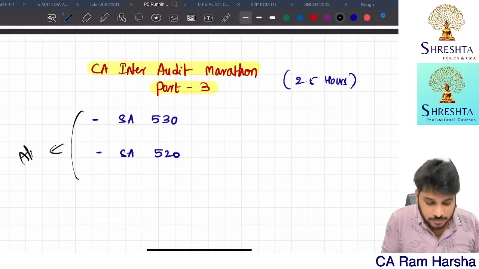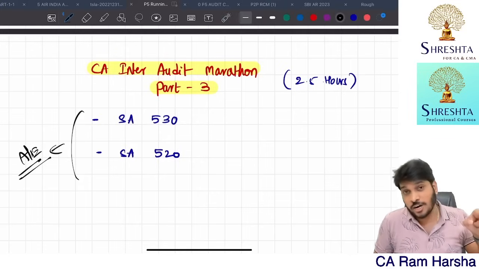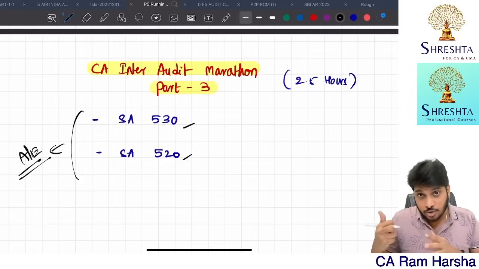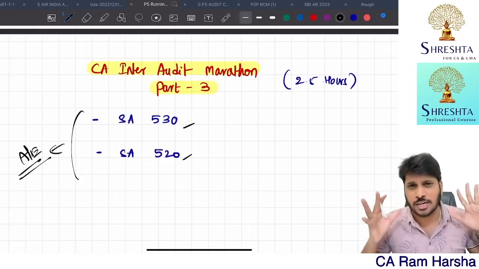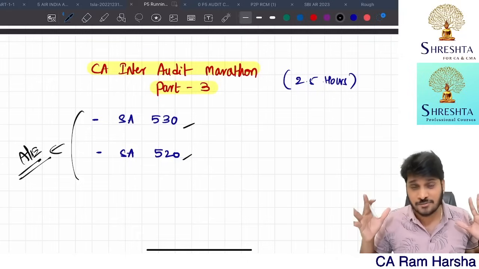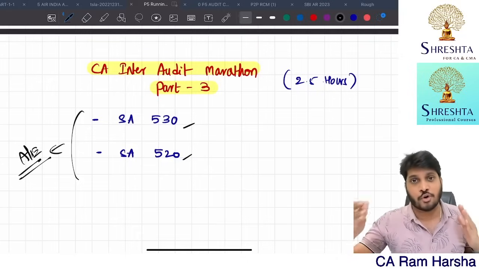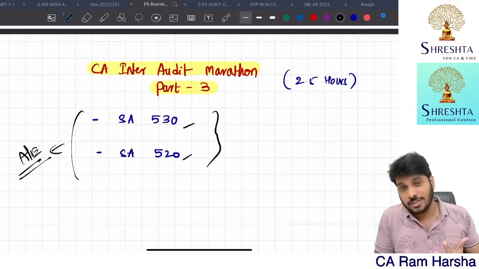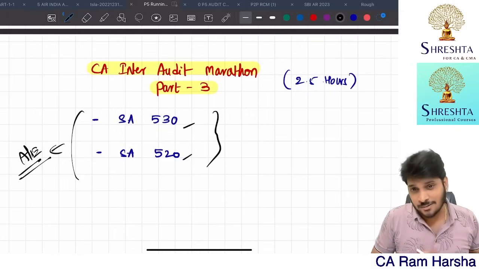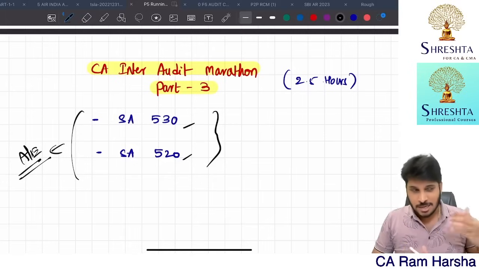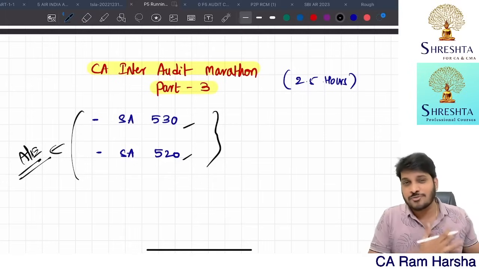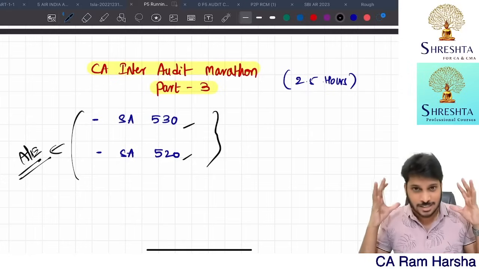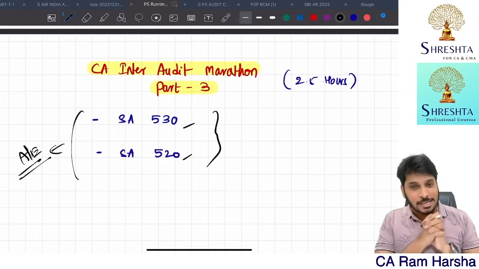These two topics are covered in the new scheme as part of the audit evidence chapter. Whatever video you watch on 530 and 520 is absolutely relevant for the new scheme, for the May 24 exams and even September 24 exams. So in the meantime, I don't want you to wait. I should have done this earlier, but it didn't strike me. Only recently I recovered from my health issues, and for the past 1 month, I'm working like a racehorse. I have recovered completely.